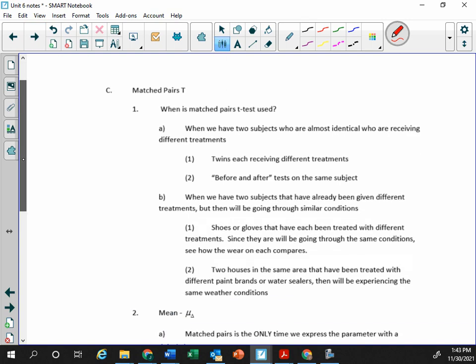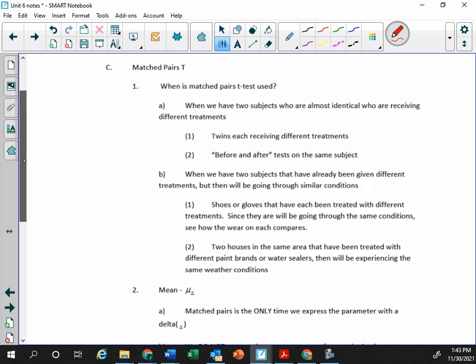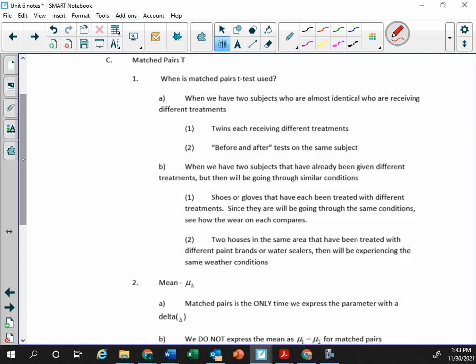All right, guys, we're not going to write anything on this page. We're just going to look through a matched pairs T. So this gets used if you have people that are almost identical or the same person testing two different things, like two different running shoes, and you wear one on your right foot and one on your left foot and check the durability, that sort of thing. You have to have the people involved being very similar to look at the results. Before and afters, that sort of thing.